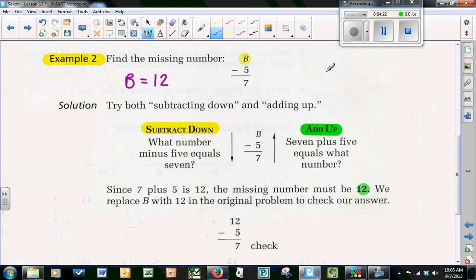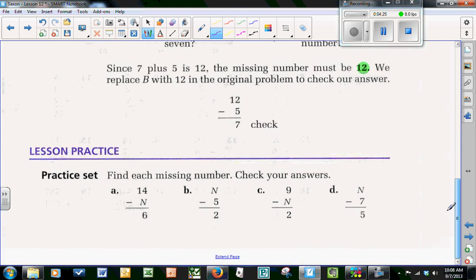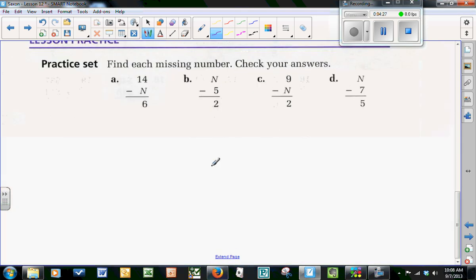Let's scroll down to the very bottom of page 49. I'll extend the page here a little bit so we can see. And we have 4 practice problems to complete. So why don't you practice solving each one of these problems? Find the variable.